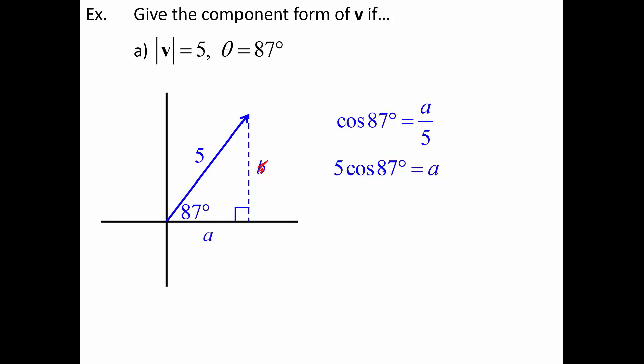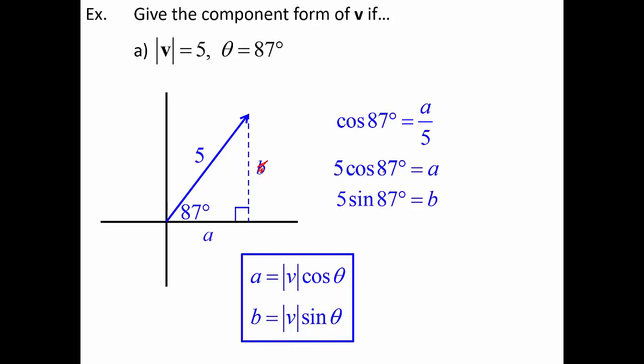Likewise, we could have done exactly the same thing to find b, except instead of using a cosine ratio, I would have used a sine ratio. Everything would have worked out the same. The only difference, again, cosine gets replaced with sine. So if the a value is 5 times the cosine of 87, the b value is 5 times the sine of 87, which allows us to generalize this process. Given a magnitude and a direction, you can find the components by using these two formulas. The a component is the magnitude times the cosine of the angle. The b component is the magnitude times the sine of the angle.